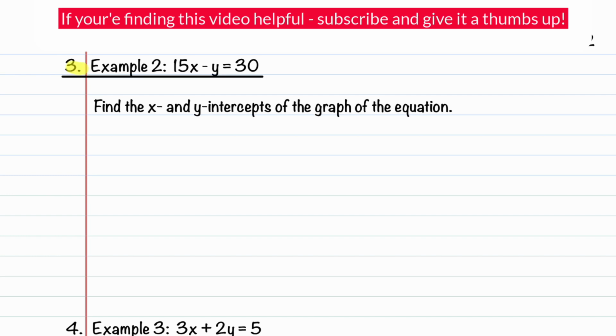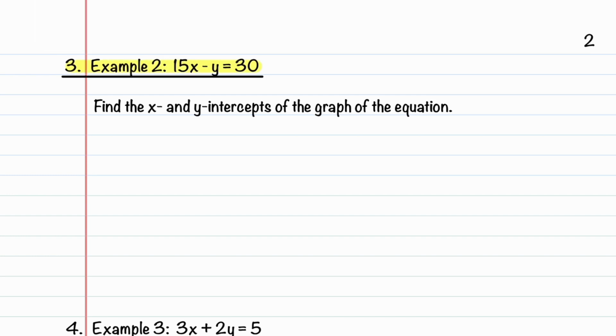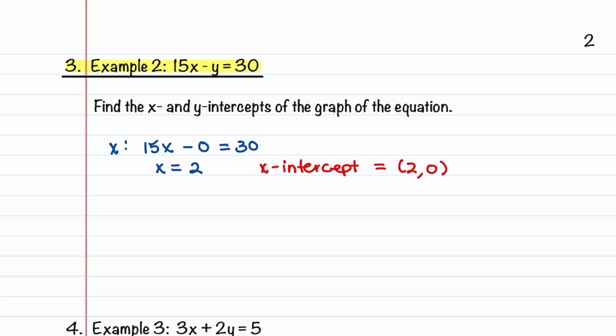In our second example, we're going to find the x and y-intercepts of the graph of this equation. Just like we did in our first example, we'll start with the x-intercept. So we're going to set y equal to 0. So we have 15x minus 0 is equal to 30. So this gives us, if we divide both sides of the equation by 15, we have x is equal to 2. Our x-intercept is equal to 2, 0.